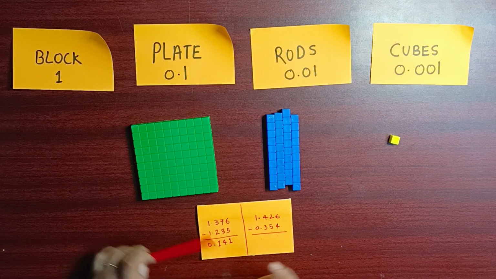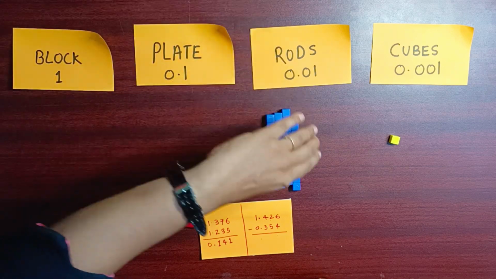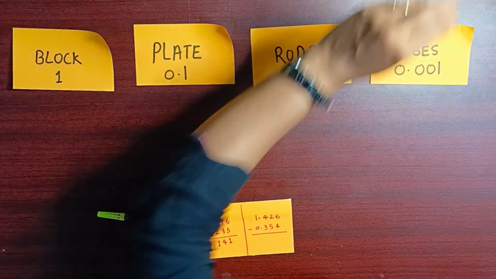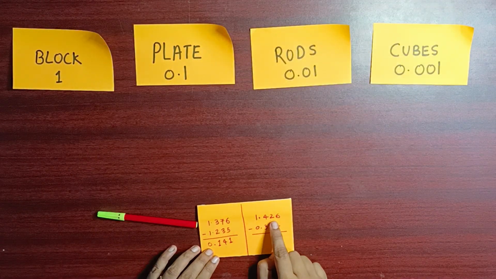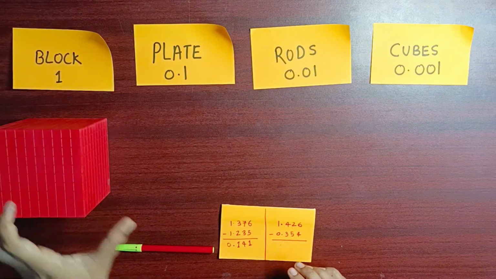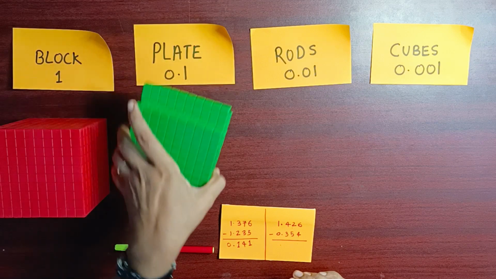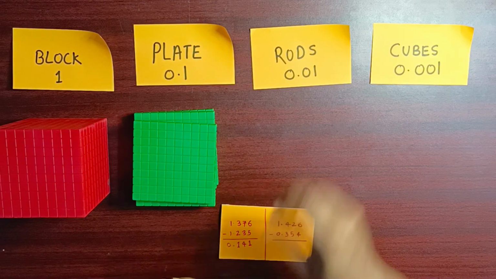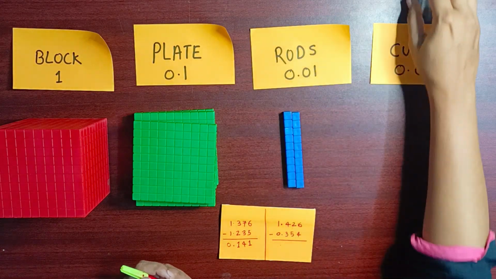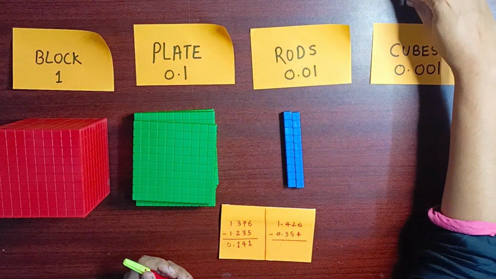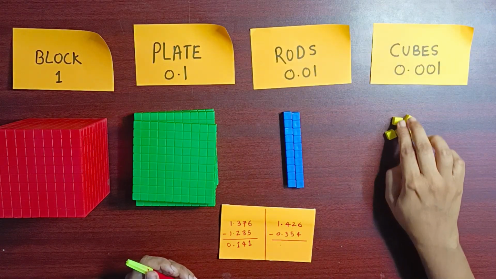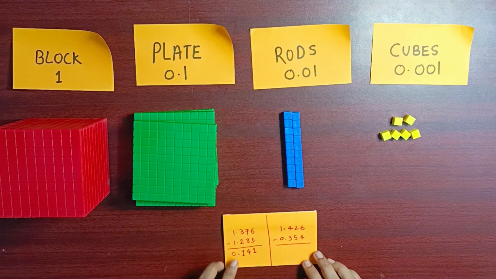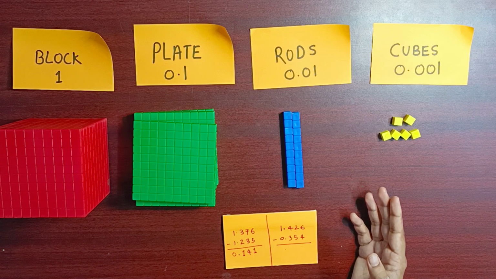Now let's try a harder example with two decimal numbers. Let's form the first decimal number over here, 1.426. 1.4, so 4 plates, 1, 2, 3, 4, as you can see, 2 rods and 6 cubes. Now I need to take away 0.354 from the existing number.